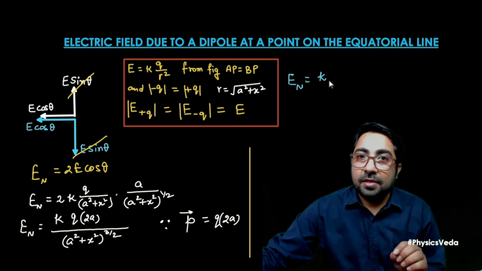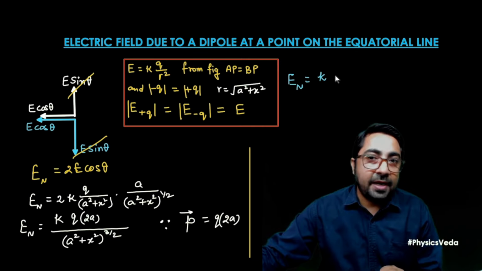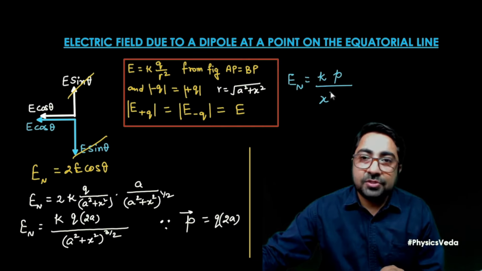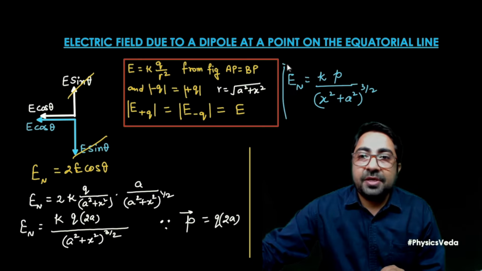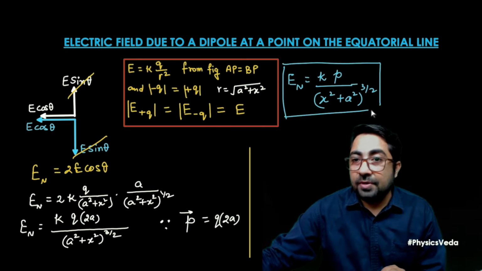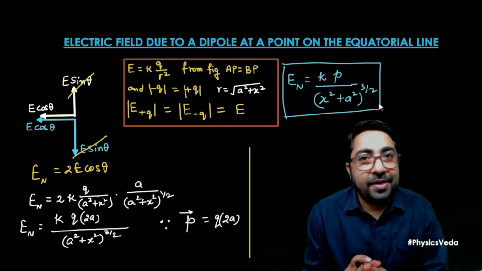I can write Q into 2a in terms of the electric dipole moment. So it is K P upon x square plus a square to the power 3 by 2. This is the general expression for the electric field due to a dipole at the equatorial point.